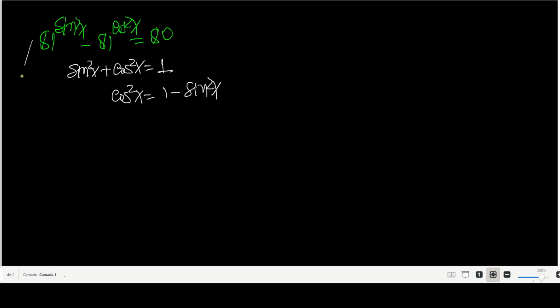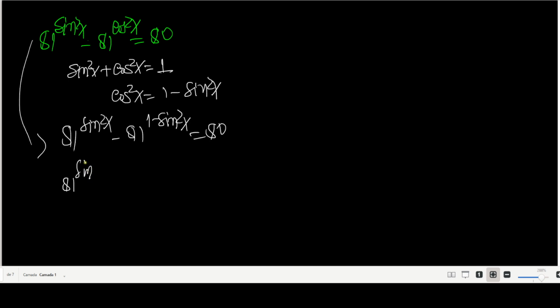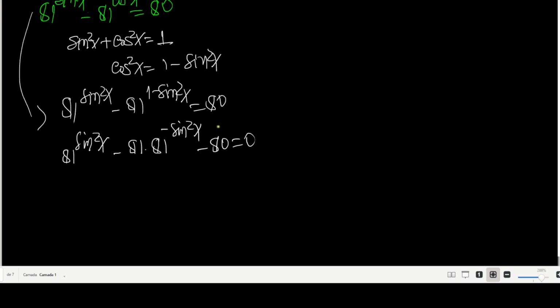Now our equation will turn to 81 to sin square of x minus 81 to the power 1 minus sin square of x, and this equals 80. So this is 81 to sin square of x minus 81 times 81 to minus sin square of x. Minus 80 equals 0. Now let's keep this 80 on this side. It's going to be simpler.